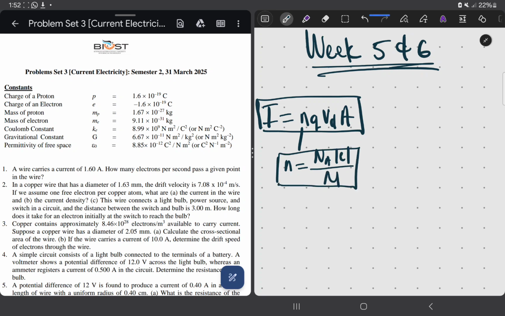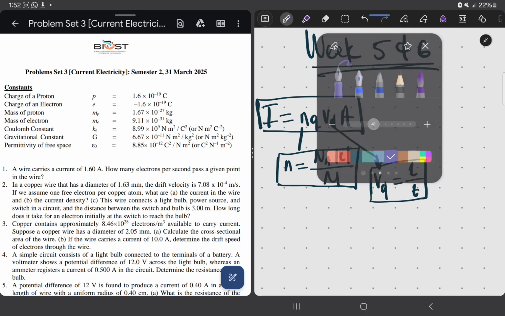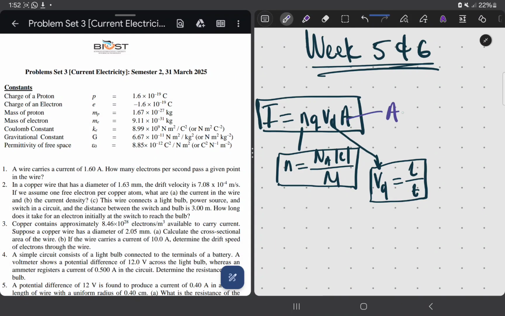Okay. And then we know that drift velocity is a velocity, so it's distance over time. Speed is distance over time. So drift velocity is going to be the length divided by the time taken to move: the length of your conductor divided by the time it takes for the electron to move across that length. Then area is the area of a circle, which is the face of the wire, which is pi r squared, or pi multiplied by (d over 2) all squared.